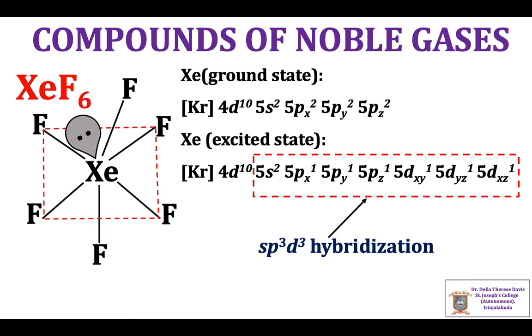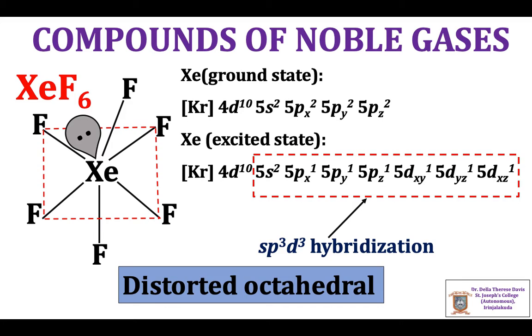All the 6 hybridized orbitals are half-filled. The structure of the molecule is as shown here. It has a distorted octahedron shape due to the presence of a lone pair of electrons.